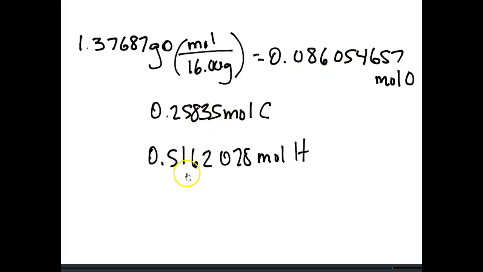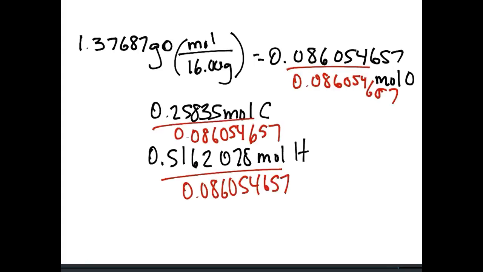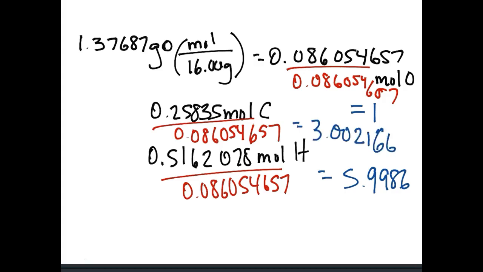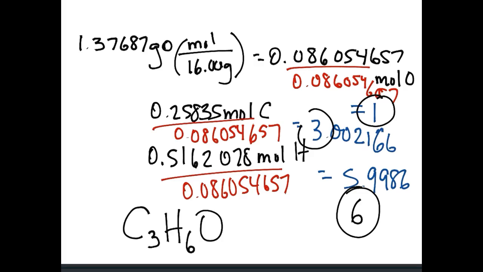These are the moles of carbon and moles of hydrogen from earlier in the problem. And then this is a mole ratio, but remember we need integers. So to convert these into integers, the easiest way to do that is to simply divide all 3 of them by the lowest number, which is 0.086. That's going to give us 1 mole of oxygen, and then some higher number values for the others. Moles of hydrogen is 5.9986, close to 6, and then moles of carbon is 3.002166. So these numbers are close enough to 3 and 6 to round them to 3 and 6. And so our final answer is going to be C3H6O.